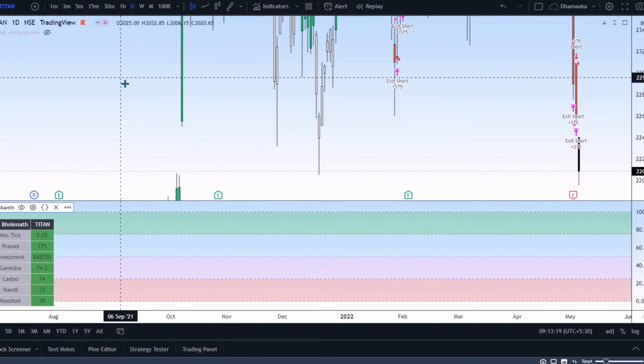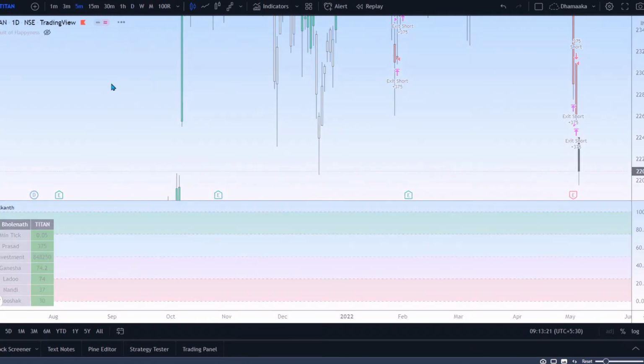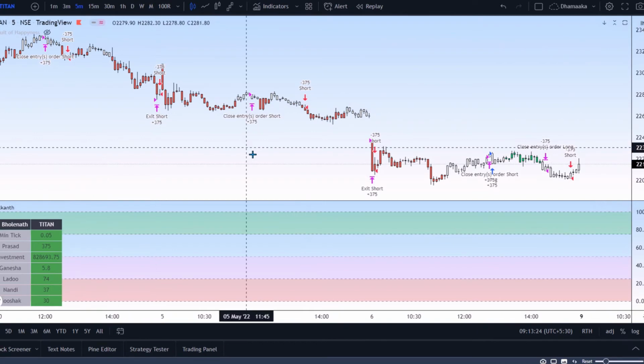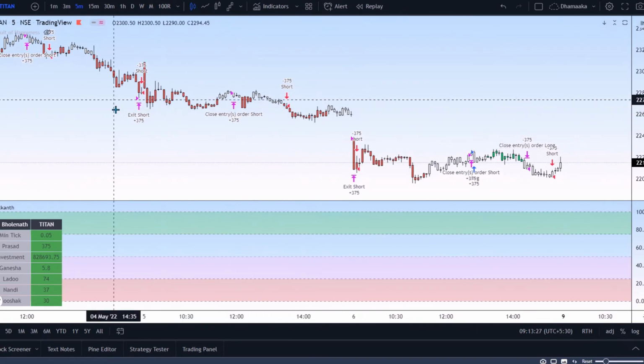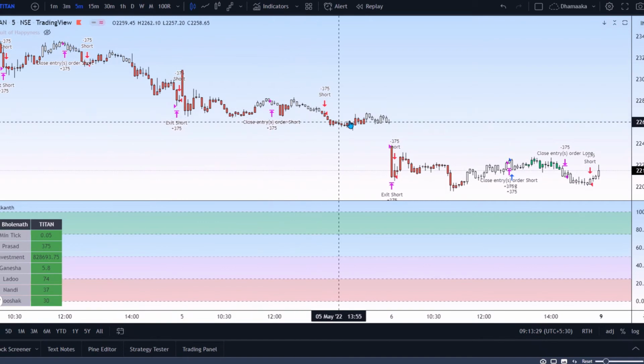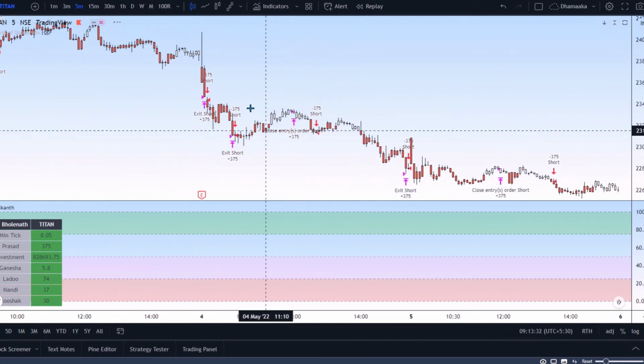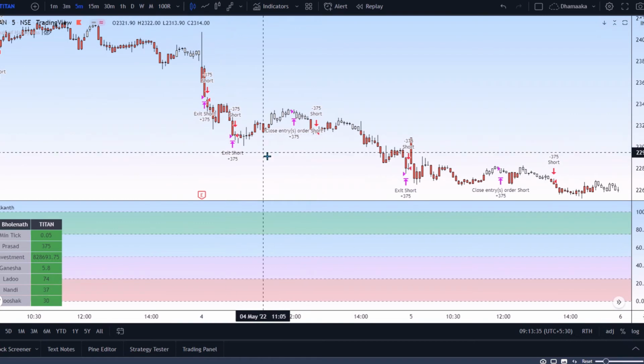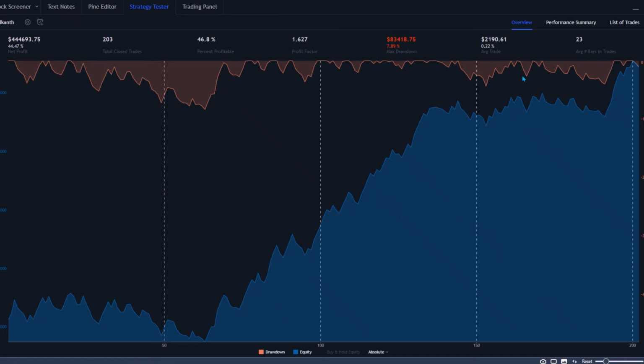Go back to 5 minutes time frame. You can see good signals getting generated. There are no overlapping signals. Like in one candle, sometimes you get multiple signals, so that is not happening. Everything is clean. Again, this is a good trend following and momentum chasing kind of stock. So roughly in ballpark, 45 to 50% win rate, 40% profitability, 7-8% drawdown, manageable, right?